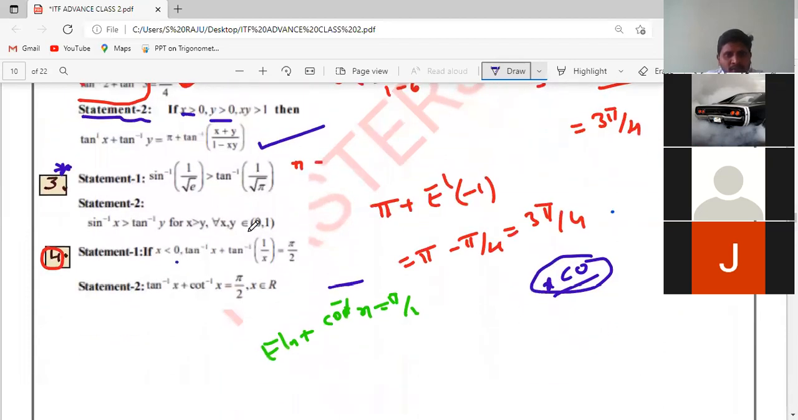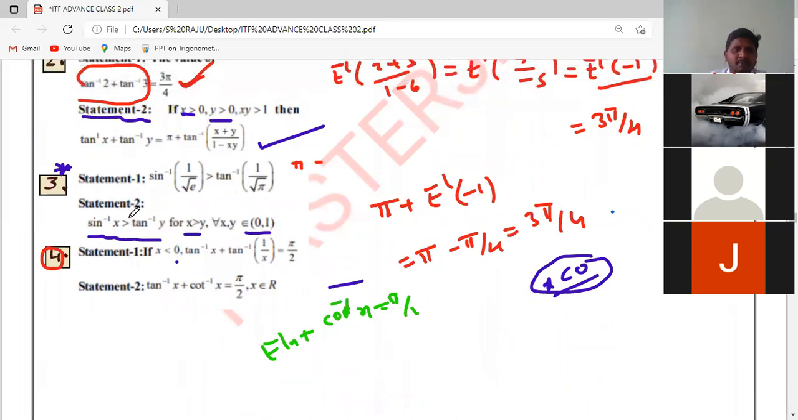See here, they have given the domain just 0 to 1, the open interval 0 to 1. So in that case, statement 2 is sine inverse x greater than tan inverse y for x greater than y. First, we have to check whether statement 2 is correct or not. In every question, first we go for statement 2. If statement 2 is true, then we check statement 1 with the help of statement 2.